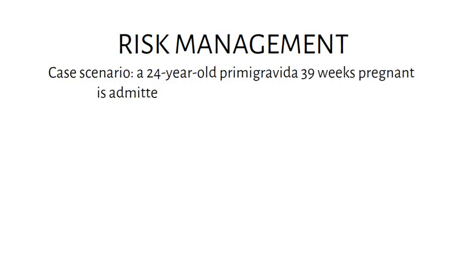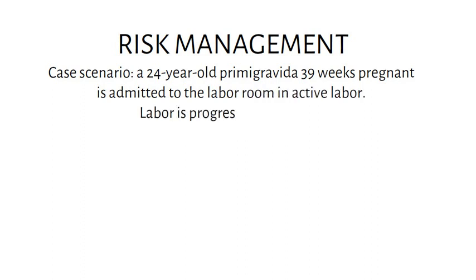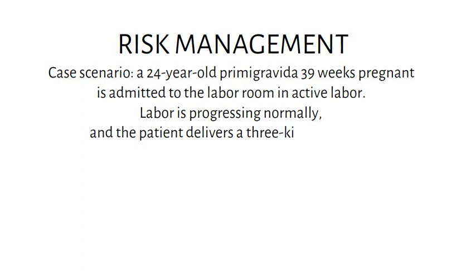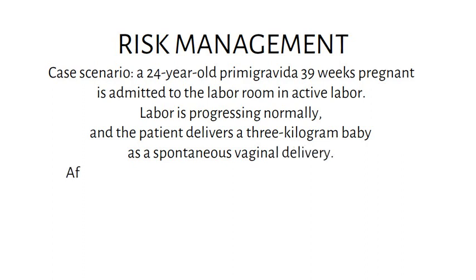We have a case of a 24-year-old primigravida who is 39 weeks pregnant and is admitted to the labor room in active labor. Labor is progressing normally and the patient delivers a 3-kilogram baby as a spontaneous vaginal delivery.